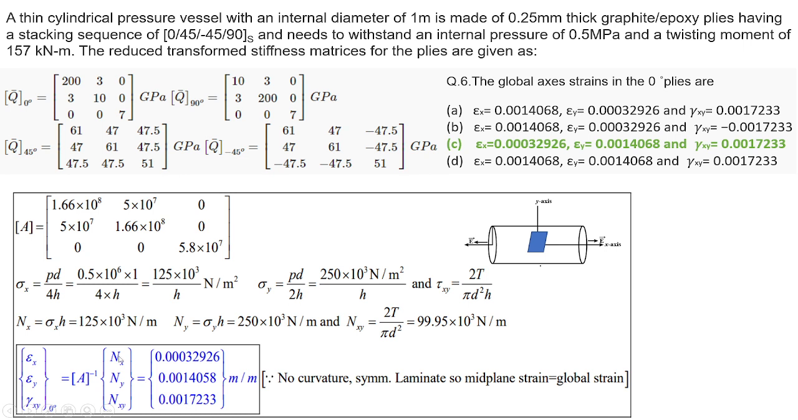As there is no curvature, it is symmetric. So the mid-plane strain will be equal to the global strain, and that is what they asked in the question: to find the global axis strains of the 0-degree plies.